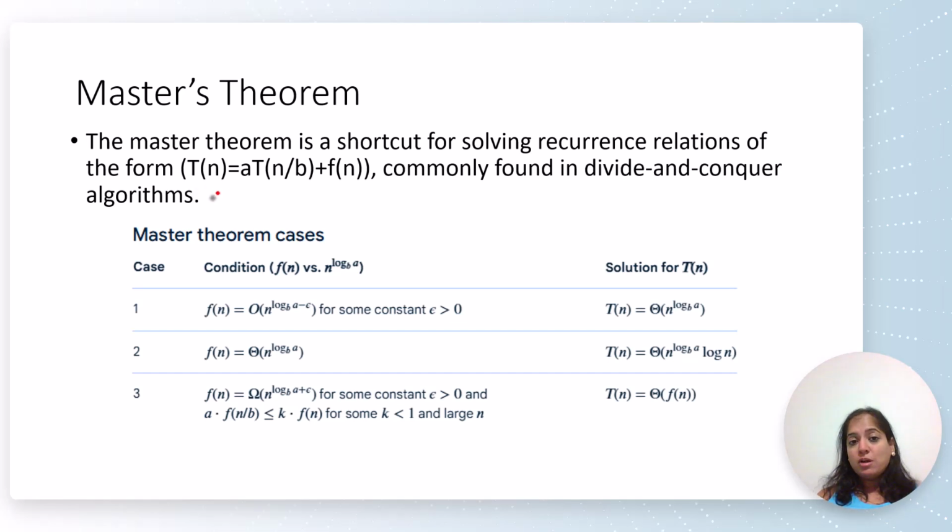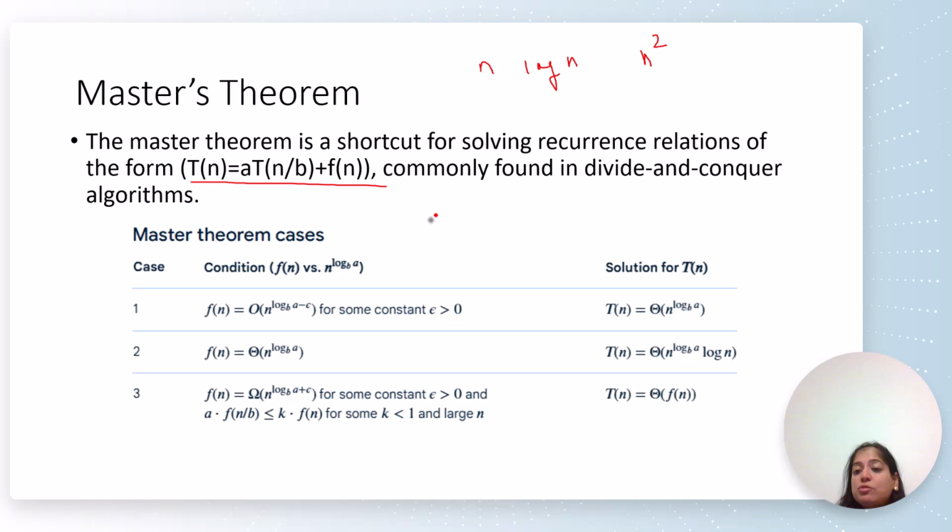Master's theorem works only for equations of this form: T(n) equals a times T(n/b) plus f(n), where f(n) is any function in terms of n. It may be n, it may be log n, it may be n squared, it may be any function f(n).